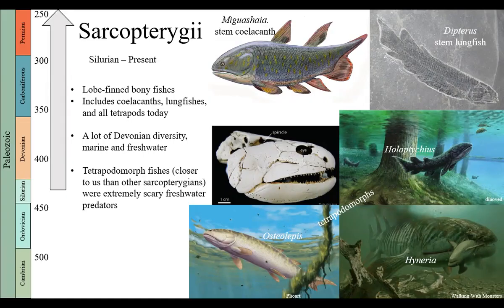So there's diversity even within Sarcopterygians: the lungfish and all their relatives, the coelacanths and all their relatives, us and all of our relatives. These four are tetrapodomorphs. These are fishes that are close to us, not even coelacanths or lungfishes. So a lot of diversity, marine and all that. Why don't you make some observations real quick? Talk to each other about these organisms because they're pretty awesome. What are you noticing about them?